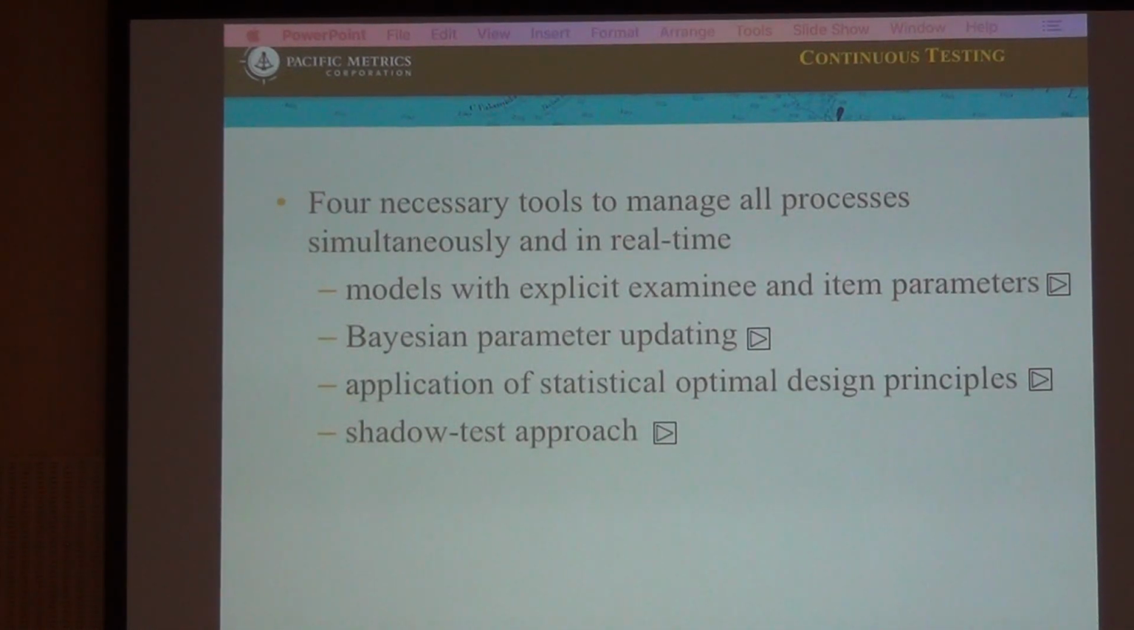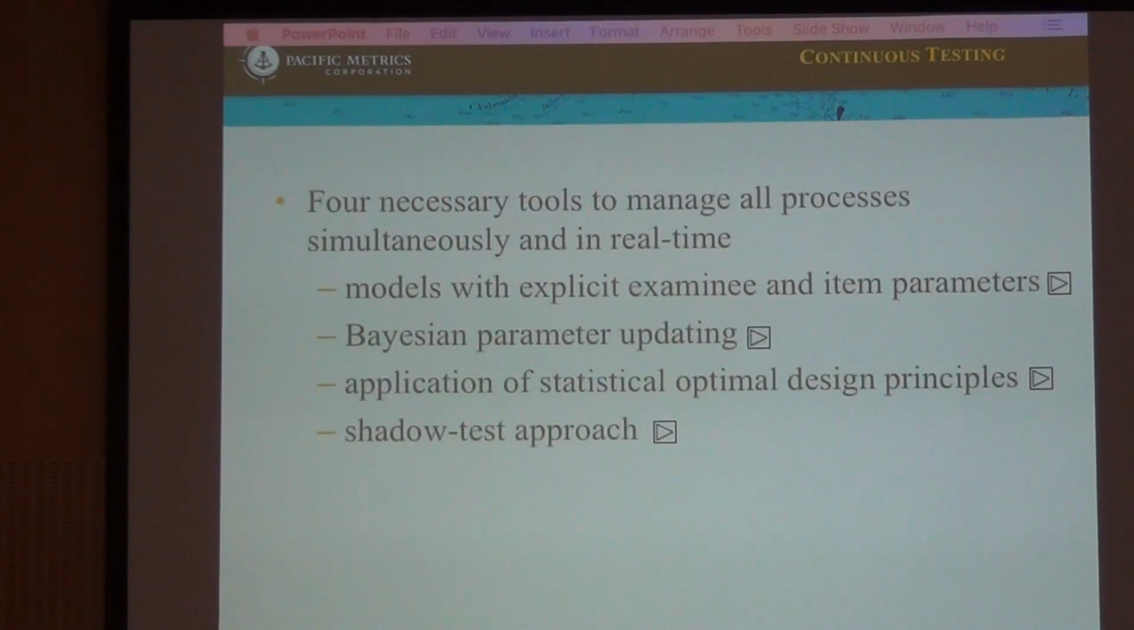Well, first of all, models with explicit item and person parameters. And I'll just give a few well-known examples there. Then we have the technique of Bayesian parameter updating. The focus shifts to a parameter I'm interested in, and when a piece of data arrives, I'll update that parameter using Bayes rule.